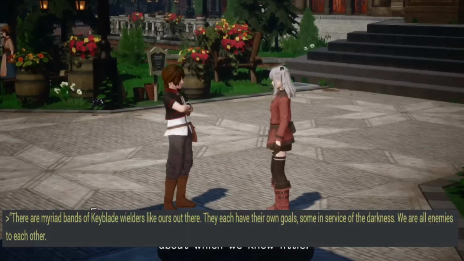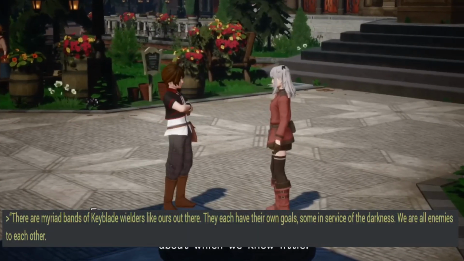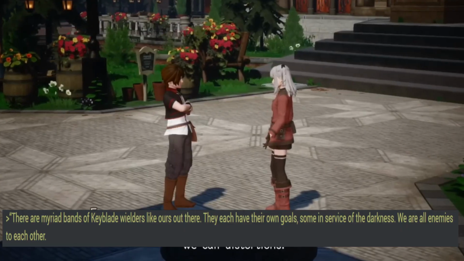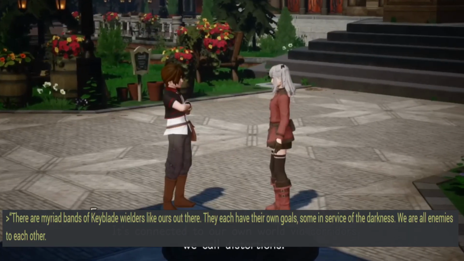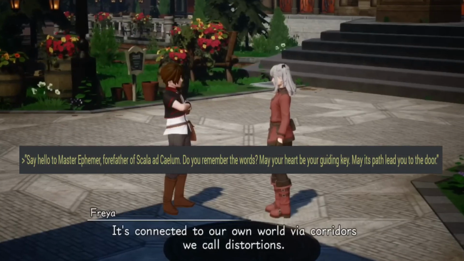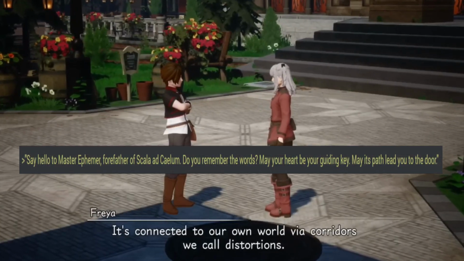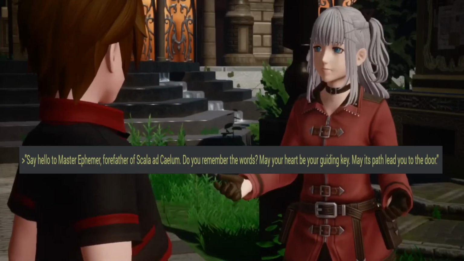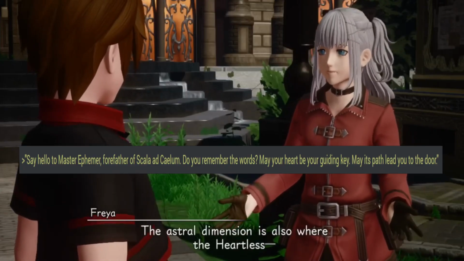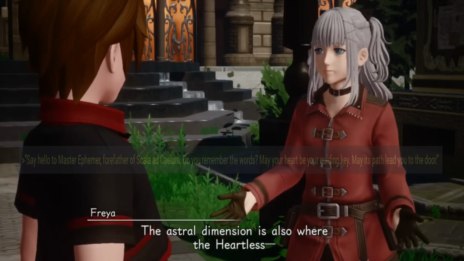There are myriad bands of Keyblade wielders like us out there. They each have their own goals, some in service of the darkness. We're all enemies to each other. Say hello to Master Ephemer, forefather of Skalad Kylum. Do you remember the words? May your heart be your guiding key. May its path lead you to the door.